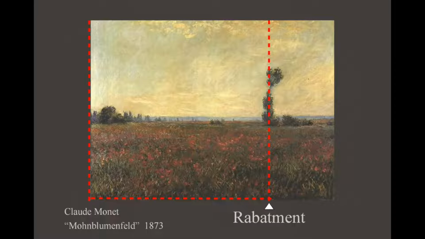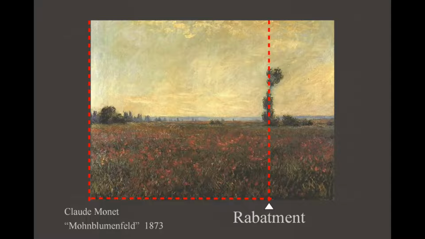Now, here's another use of rabatment that Monet used in 1873. So we're going from the 16th century now to the 19th century, and all through history you can see artists using rabatment. Now, rabatment is one way of placing images. It's not the only way artists have used, but it's one way, and it's the way we're studying today.